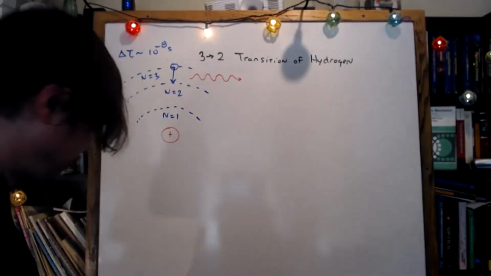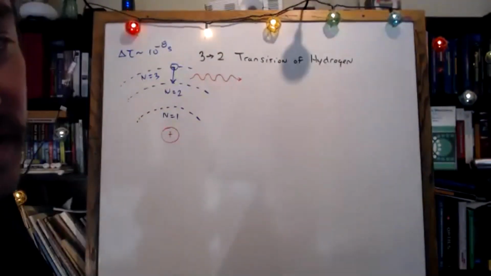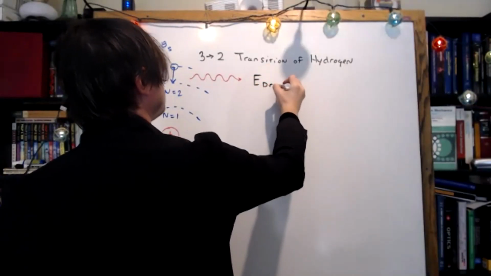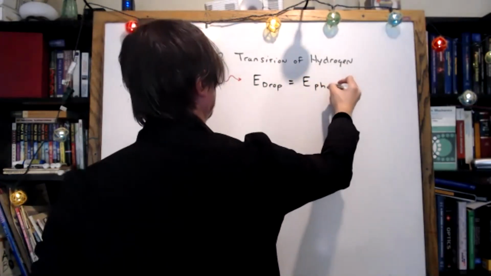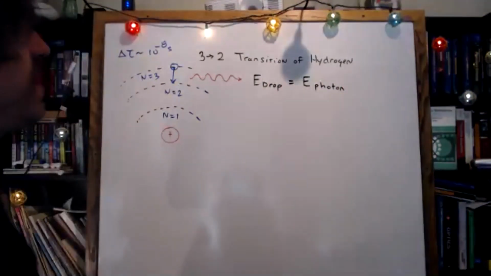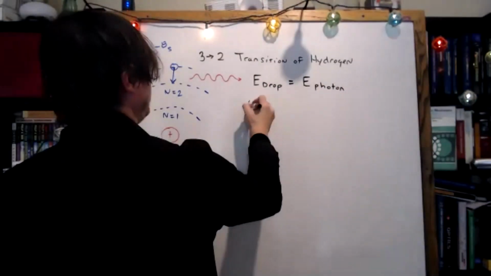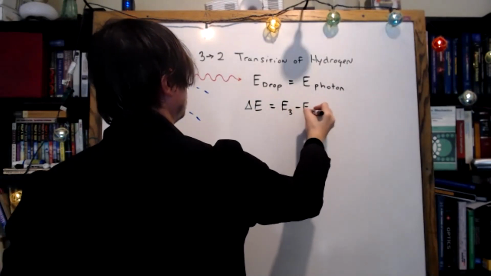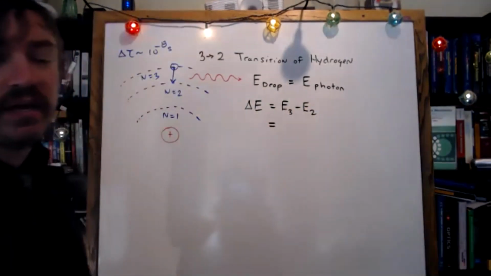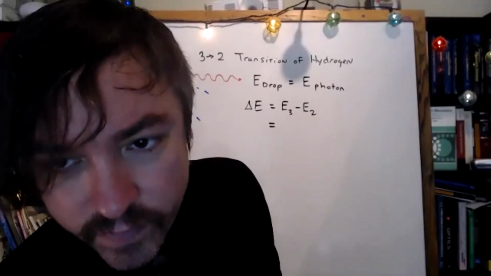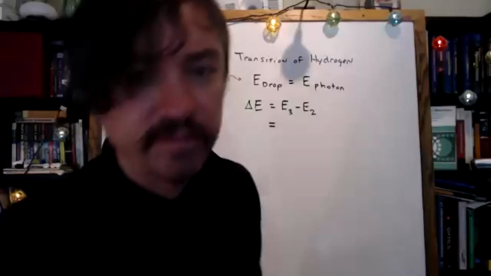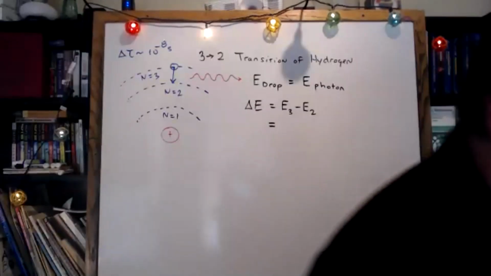One of the rules that these photons obey is that the energy of the drop is equal to the energy of the photon. And the energy of the drop is the change in energy, the change in energy from the third state to the second state, which we can compute by looking at our energy level diagram. What do we get if we subtract 12.1 minus 10.2 electron volts, students? 12.1 minus 10.2. I'm going to need my calculator here, hold on.